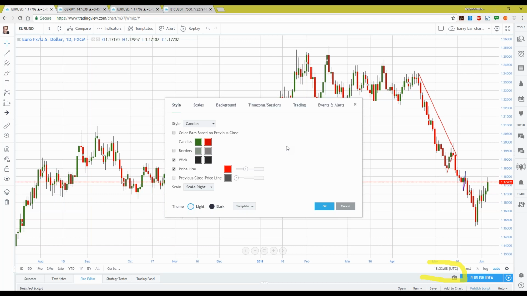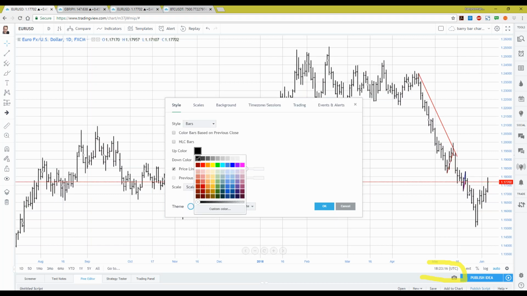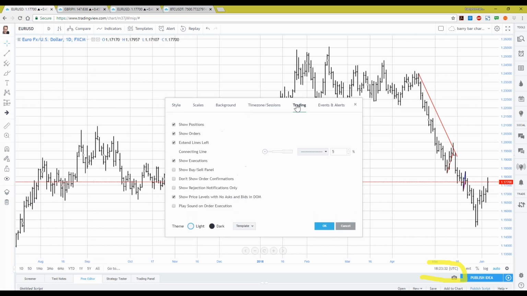You can decide whether you want to see your wicks. You can decide on your bar charts. You can actually set your bar charts to give you color, a red and a green up color and down color. So you can decide what you want to see. Okay. So charts are more than just looking at a price chart. It's setting them up and getting them ready for you so that you can properly trade.